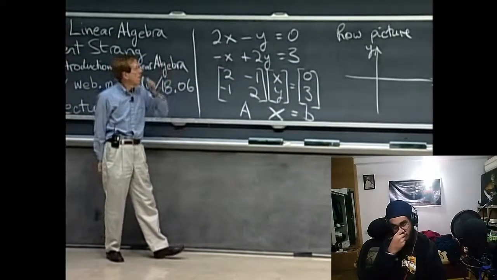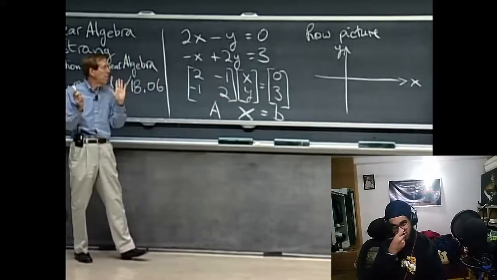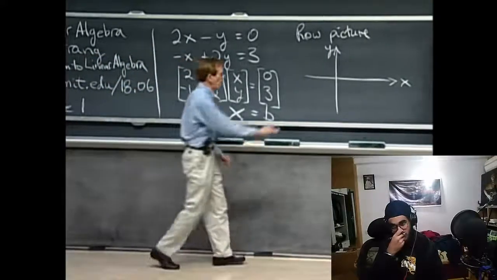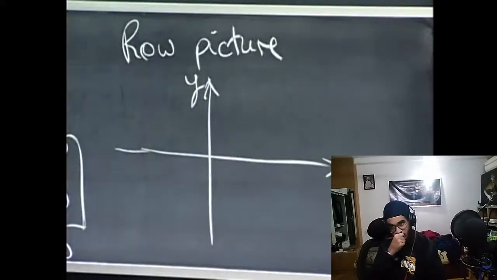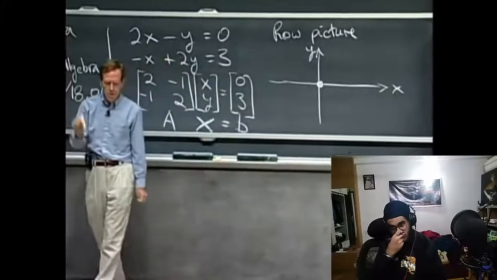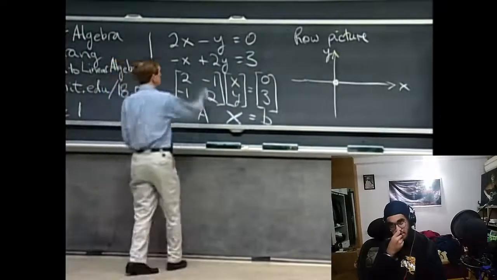So I'm looking at all the points that satisfy 2x minus y equals 0. It's often good to start with which point on the horizontal line. On this horizontal line, y is 0. The x-axis has y is 0, and in this case, x is 0 as well. So the origin, the point with coordinates 0, 0, is on the line.